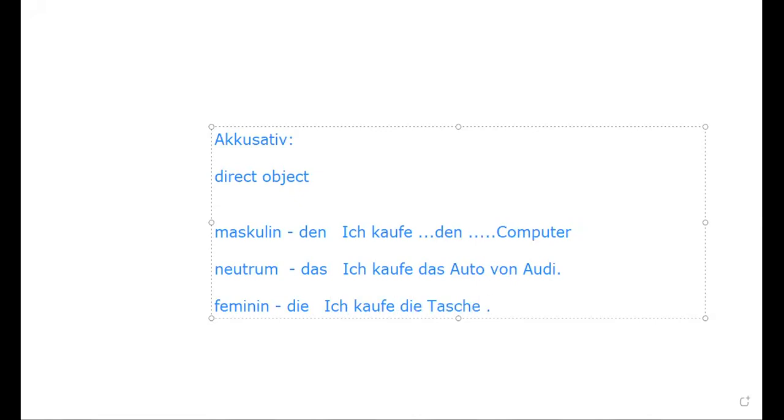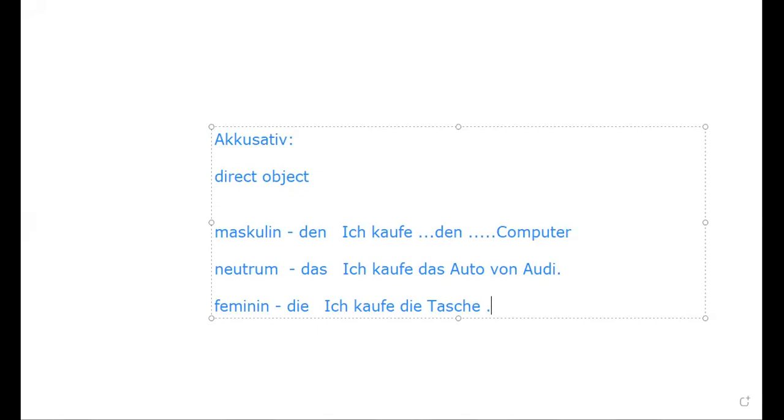Simple. Nominative is used to describe the subject in the sentence. Accusative case is used to describe the direct object in the complete sentence. So in place of the direct object, we have to apply the accusative case. When you compare accusative with nominative, the changes are only in masculine. So der will change to den. The remaining ones: for neuter it is das, for feminine it is die.